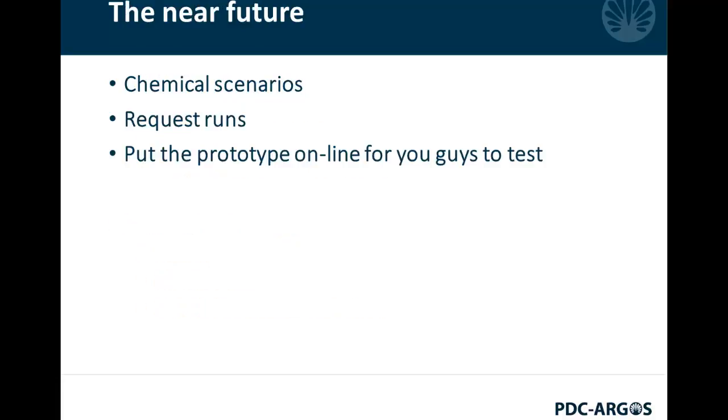What are we going to do with our prototype in the near future? We're going to consider chemical scenarios as well. What we have right now is strictly nuclear. We're going to add the possibility of requesting runs from in there. Once we've done that, we would like to put a prototype online for you guys to test. So we're going to set it up for automatic download of NOMADS covering Europe ++ or something like that, and give you guys the options of trying to fool around with that.